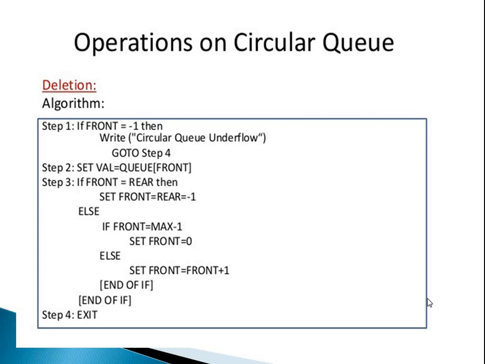Deletion operation: if front equals minus 1 then write underflow, because deletion from the circular queue can always happen only when elements are present in the queue. Otherwise we cannot delete an element from the queue. So this condition will be underflow. Then we go to step number 4, which means we directly come out from the queue.